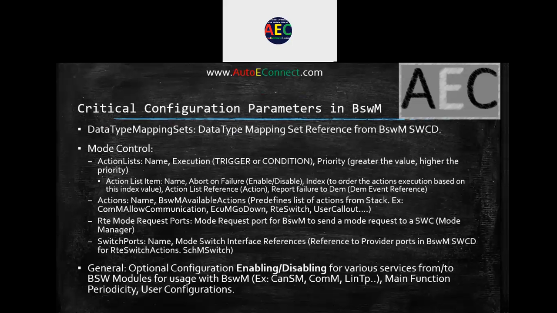So accordingly, whenever the BSWM is executing the action list, it will execute the list in the respective manner as per this index value. Okay, and then you can also give an action list reference. Obviously, you will be giving the action list with respect to the action, and then report failure to them. So there is also an option for failure reporting.